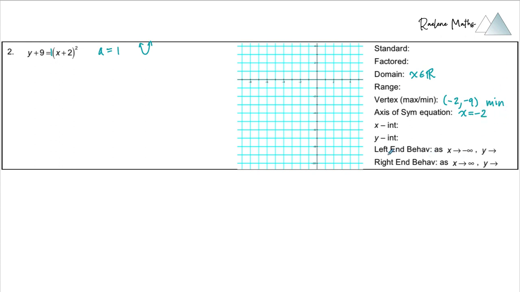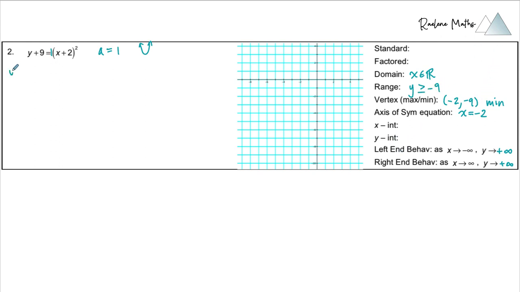And I know the left-end behavior and the right-end behavior. As x goes to negative infinity, y is going to go to positive infinity, and the same on the other side of the graph. As x approaches positive infinity, y will also go up, approaching positive infinity. So I can come up with the range as well, because I know that the minimum y value is negative 9, and so y is going to be greater than or equal to negative 9, coming from the vertex.